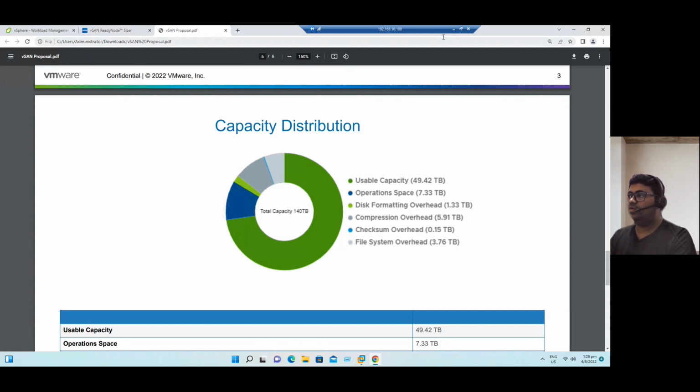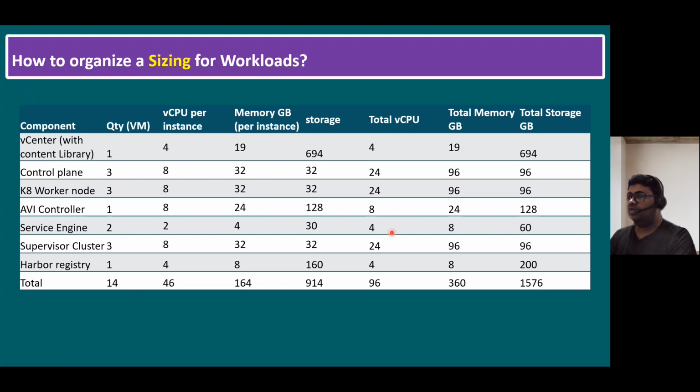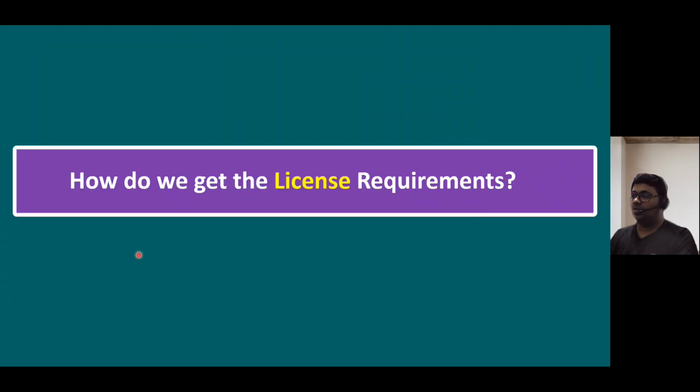So this is how we can do the sizing. I gave an example; the same way you can also propose it to our customer, how we can organize the sizing for all workloads. Now coming to another key point: how do we get the license requirements?